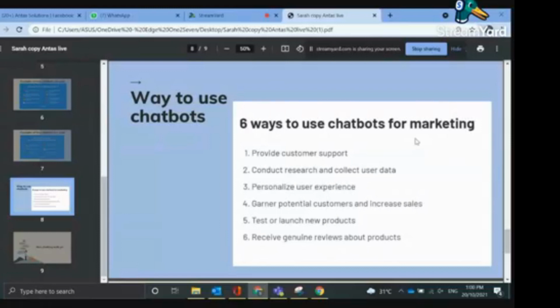And next is receive genuine reviews about products. Through the chatbot, you could ask your customers for their feedback, and you could make it really simple, because they wouldn't have to type in a long or short form paragraph. You could even ask, do you like this product? And put two buttons, a thumbs up or a thumbs down, for example, or a smiley face, a super smiley face and a sad face, and they could click on it and you could get immediate feedback, other than asking, please write a review.